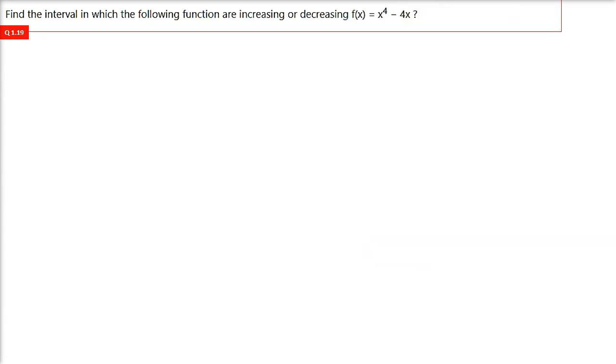Find the interval in which the following function is increasing or decreasing. f(x) is equal to x raised to 4 minus 4x. So let me just solve it. I'm just doing f dash x, that is the differentiation. x raised to 4 gives 4x cube minus 4. Now for the critical point, just put this as 0, meaning the expression equal to 0 will give you the critical point. When you take 4 outside, it will be x cube minus 1. When you take it greater than 0, it is increasing. When you take it less than 0, it is decreasing.